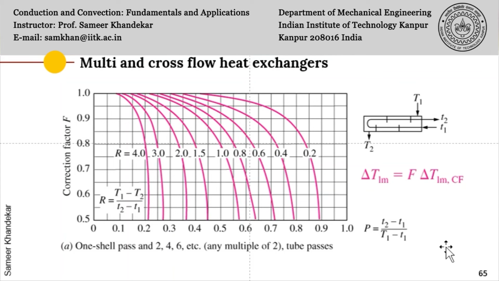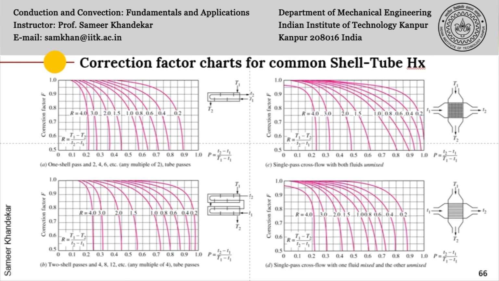This is one such graph, and in your book several such graphs are given for different configurations of heat exchangers, shell and tube heat exchangers as well as cross flow heat exchangers. We will see some examples on the next slide, which is slide number 66. Here you can see the graph which we just saw, and similar graphs for single pass cross flow with both fluids mixed or unmixed are given on the right hand side, and below you can have 2 shell passes with 4, 8, 12 and multiples of 4 tube passes.